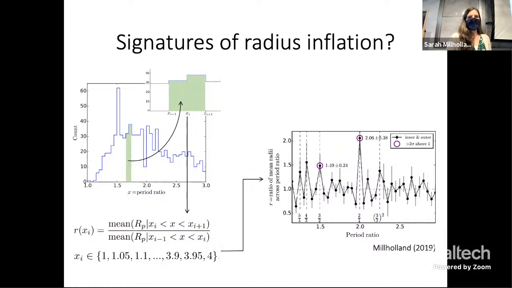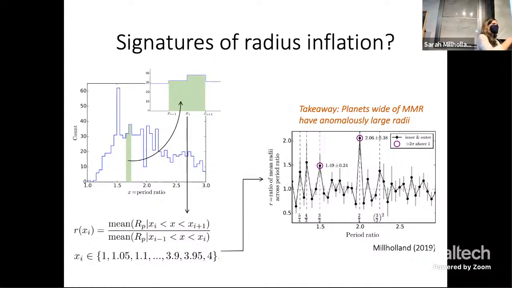And so we can see that the only places that this happens are indeed at the 3 to 2 and 2 to 1 mean motion resonances. So the takeaway then is that we do see this intriguing evidence that these planets that are observed to be wide of these mean motion resonances appear to have larger average radii.